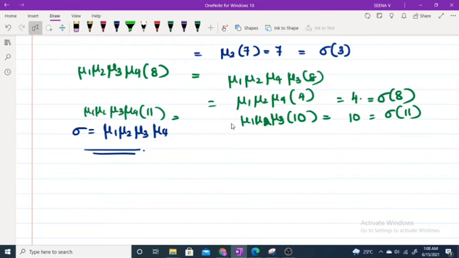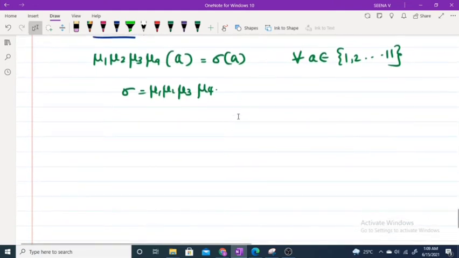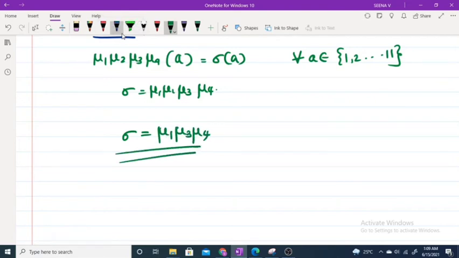And finally, thus we get mu1, mu2, mu3, mu4 of A equal to sigma of A for every A in the set 1 to 11. That means sigma equals mu1, mu2, mu3, mu4. From here it is clear that this is the product of disjoint cycles, and you can write this as mu1, mu3, mu4 because mu2 is an identity permutation.